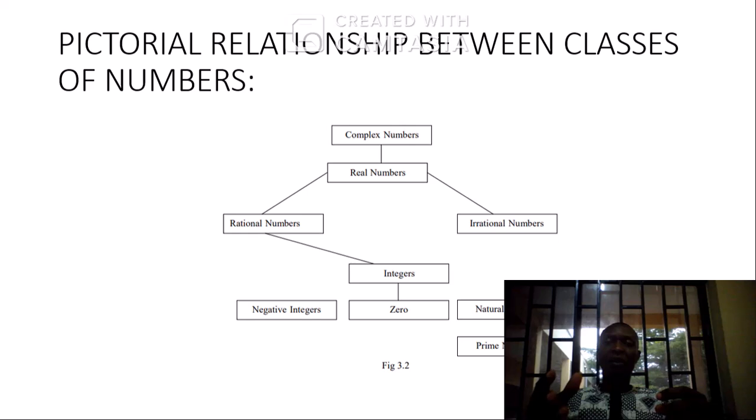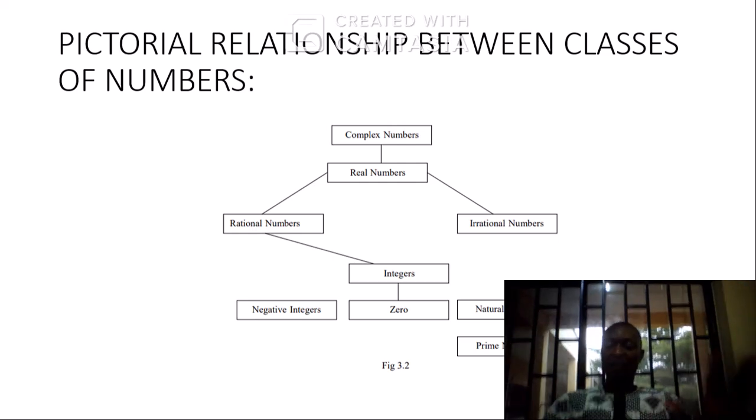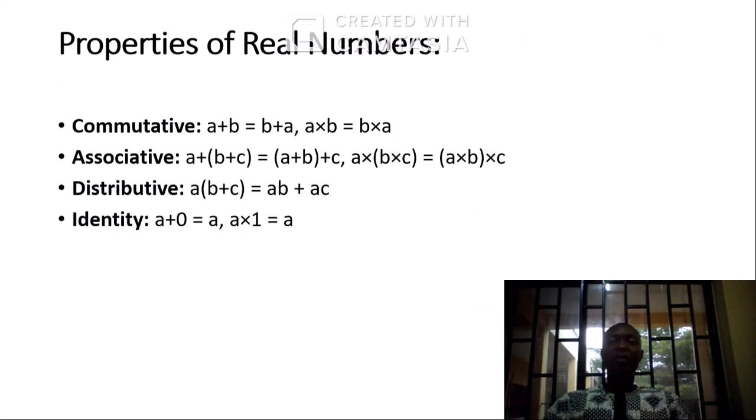It contains rational numbers, irrational numbers, integers, zero, negative integers, natural numbers, prime numbers, and the likes. So these are the real numbers. Now, properties of real numbers.